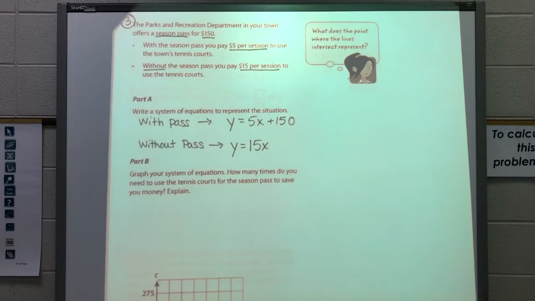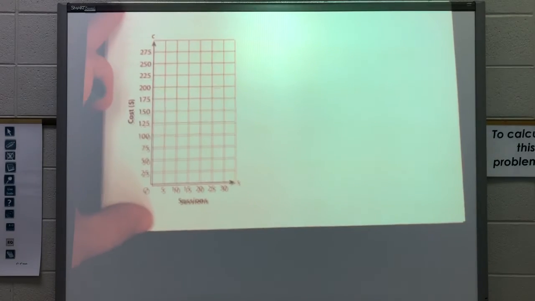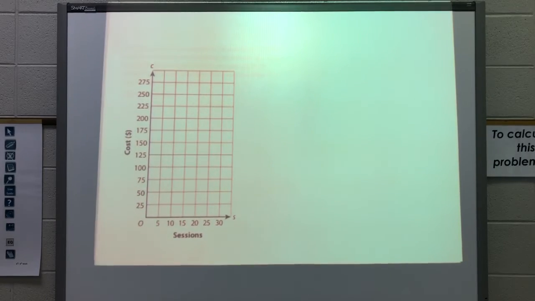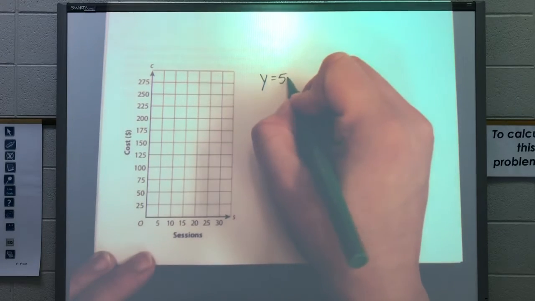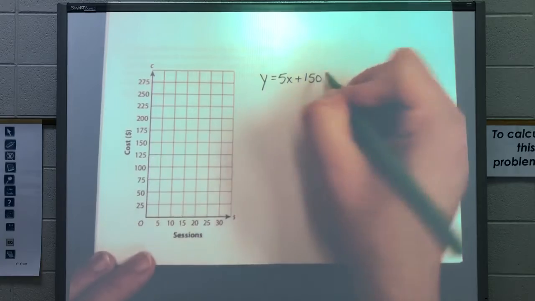The next part says, graph your system of equations. How many times do you need to use the tennis courts for the season pass to have saved you money? So at some point, it will be cheaper to have the season pass, and at some point it won't be cheaper. It all depends on how often you plan on going and using your session. So, going down to the bottom, I'm going to take those equations and rewrite them. I'll do y equals 5x plus 150.